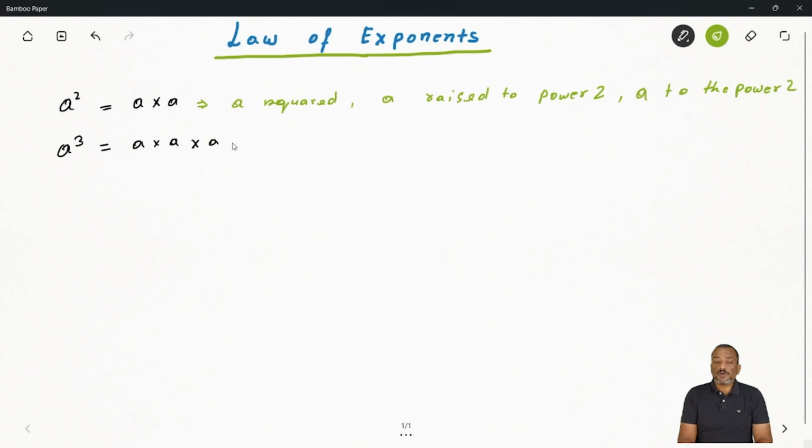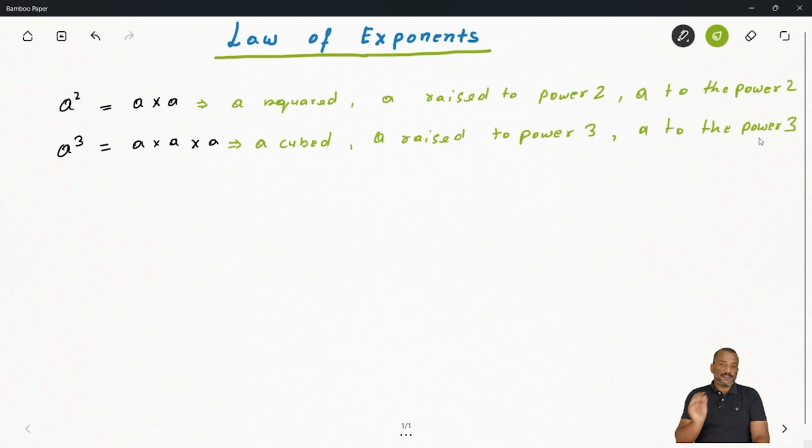In the same way you can also say about the cube: a cubed, or you can say a raised to the power of 3, or you can say a to the power 3.